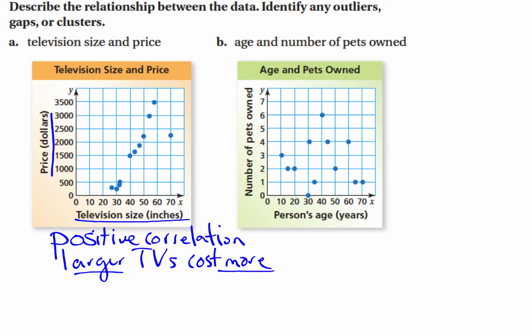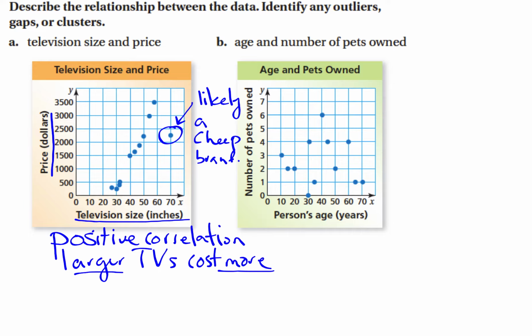Okay, as far as outliers, this one right here appears to be an outlier. A 70-inch TV that's only about $2,250. I think some of these prices have come down since this graph was made. But this is likely a cheap brand. That TV might not last very long, but again, it might. Don't know unless you actually try it.